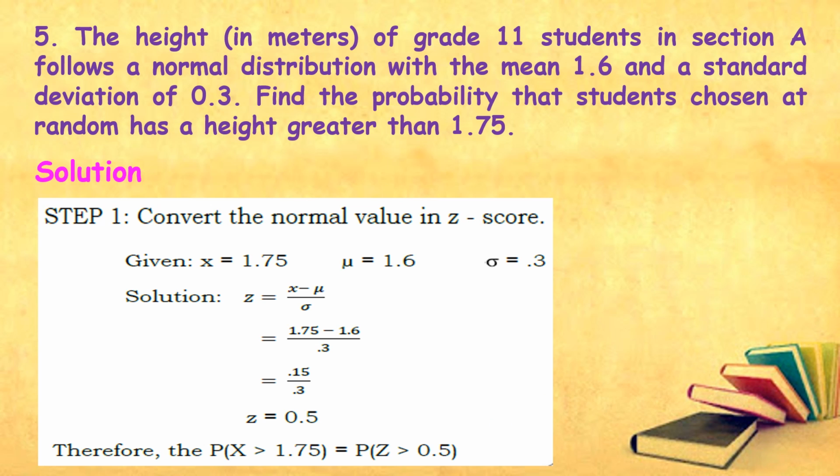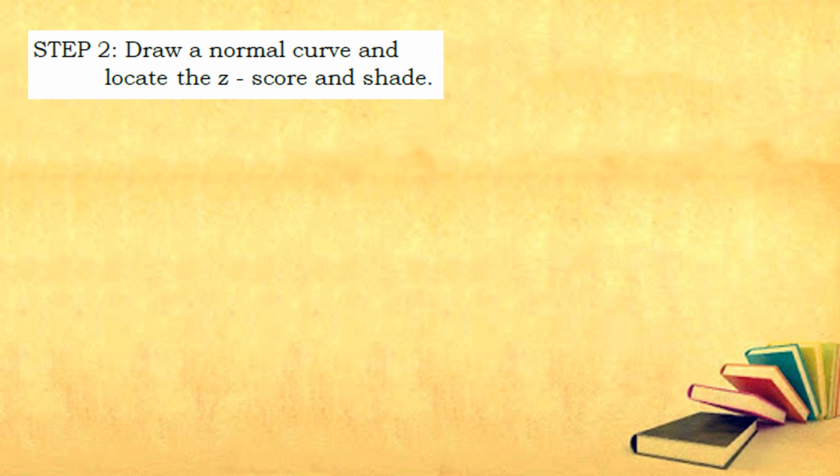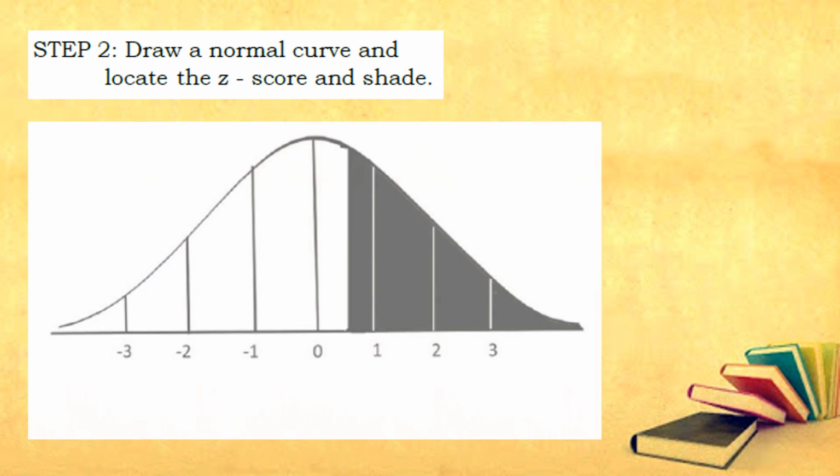Step 2, draw a normal curve and locate the z-score and shade. Ayan yung ating normal curve. I-locate natin yung 0.5 na z-score natin. And then, shadean natin yung region. Since yung region natin ay greater than, so ang may shade natin ay itong nasa gawing kanan. So, lahat ng greater than 0.5.